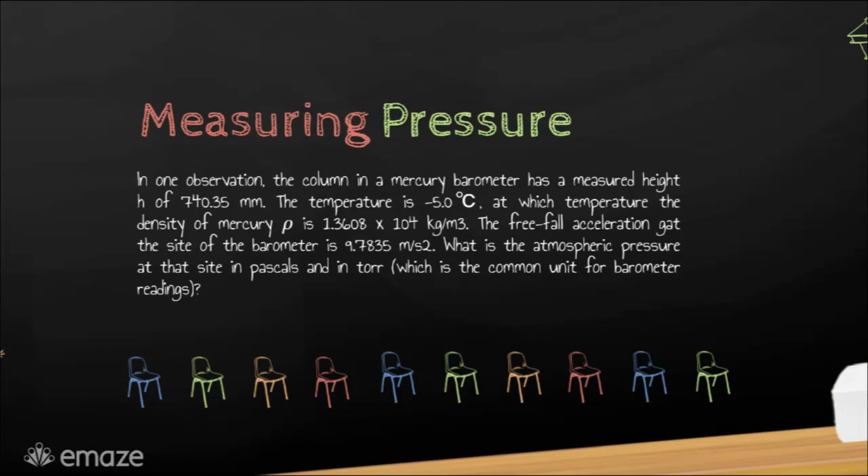The third problem will be about measuring pressure. In one observation, the column in a mercury barometer has a measured height of 740.35 millimeters. The temperature is -5 degrees Celsius, at which temperature the density of mercury is 1.3608 times 10 to the power of 4 kilograms per meter cubed. The free-fall acceleration at the site of the barometer is 9.7835 meters per second squared. What is the atmospheric pressure at that site in pascals and in torr?